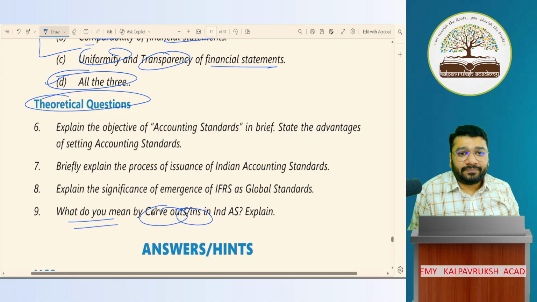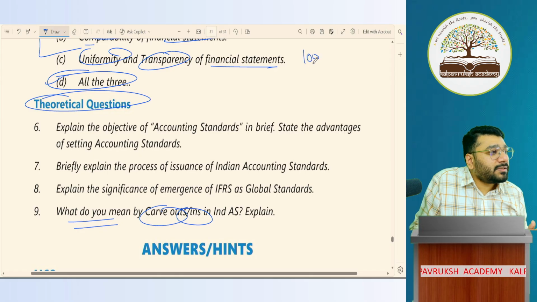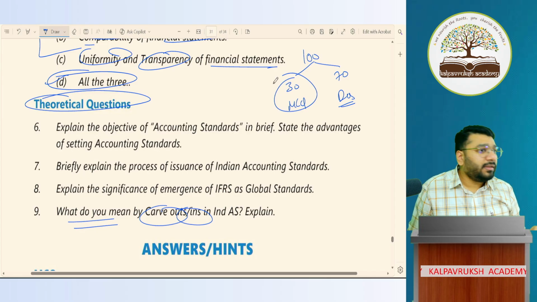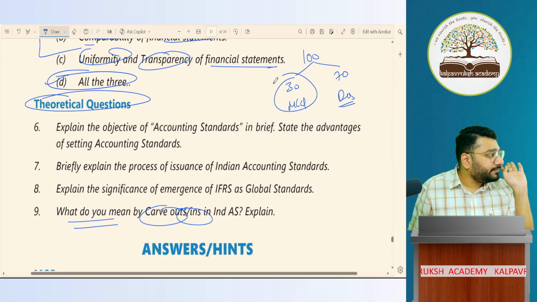I don't expect in the descriptive paper, all of you know that your paper is for 100 marks, in which 30 is MCQ and 70 is descriptive paper. Out of 30 MCQ, there'll be 15 MCQ each of 2 marks.